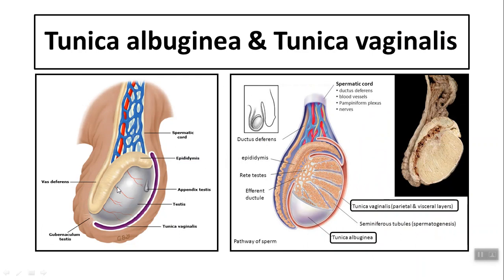Here we can see the testis covered by a thick fibrous capsule called the tunica albuginea. On the tunica albuginea we have the layers of tunica vaginalis, which is the visceral layer of tunica vaginalis, and we have the parietal layer of tunica vaginalis. From the inner surface of the tunica albuginea, it sends fibrous septa that divide the testis into lobules. These are the lobules.